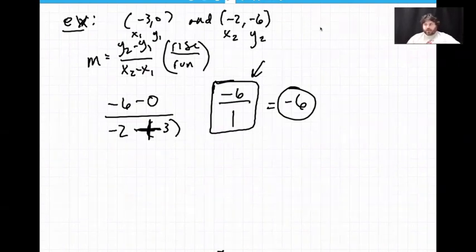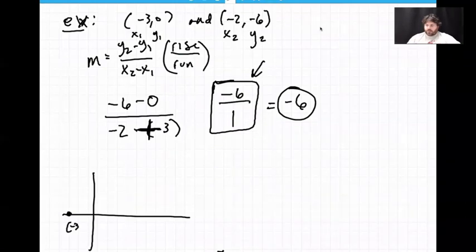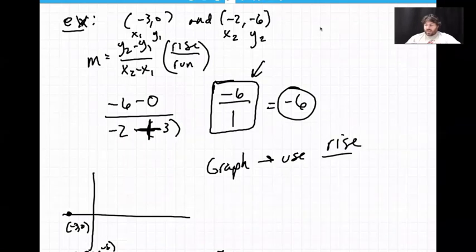Okay, now let me think about this a different way, right? We were given 2 points and we used the slope formula. Well, what if I had a picture? What if I knew that this was -3, 0, and that our other point was -2, -6? Well, I could use rise over run at this point, right? If you have a graph, just use rise over run, just count.